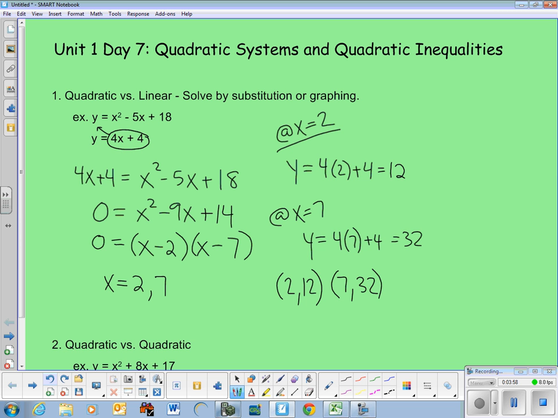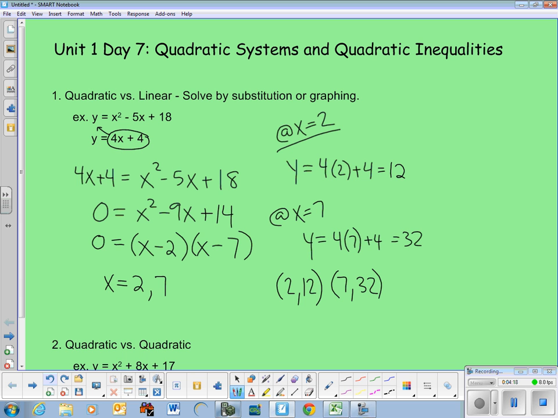Okay? These are solutions because they are xy points that make both the equations true. There are infinitely many points that make the quadratic true. There are infinitely many points that make the linear equation true. These are the two out of infinity that make them both true. Okay, so that's method one.